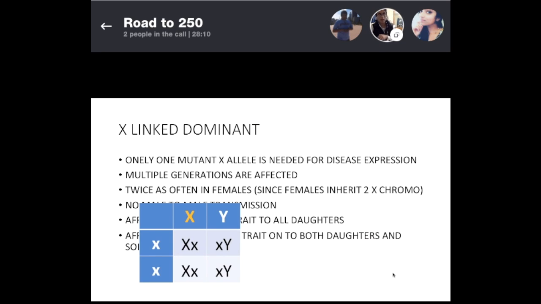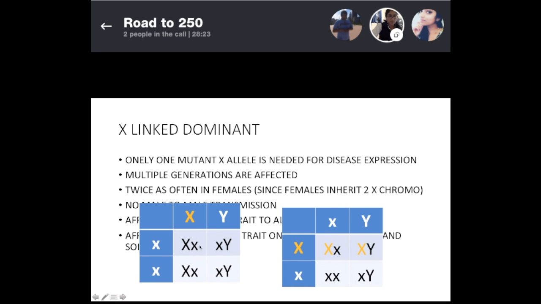So here we're looking at the male being affected and the female being normal, and so the result is going to be that the female offspring here are then carriers. And then in the second pedigree, the female is affected and the male is normal, and the result is that one female offspring and the male offspring will be affected.